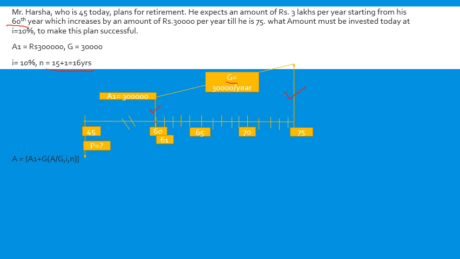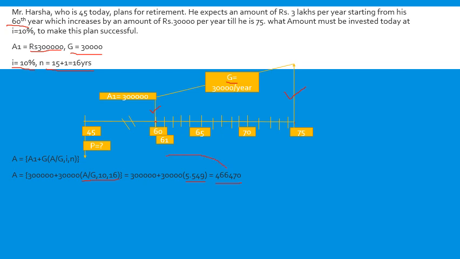Let us substitute the values here. A is equal to 3 lakh, the A1 value we have already got, plus 30,000, the G value, multiplied by A by G comma I, that is 10, N is equal to 16, that is also available here. Just substitute the values and get the value of A by G comma 10 comma 16 from the factor tables and you will get it as 5.549. And when you multiply that, you will get it as 4,66,470.